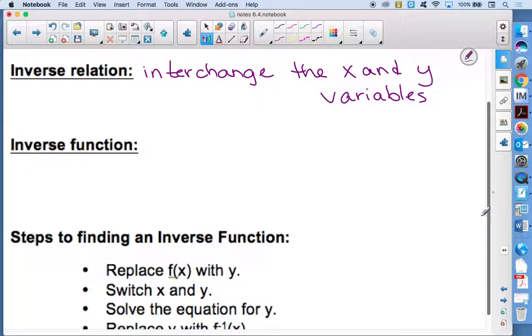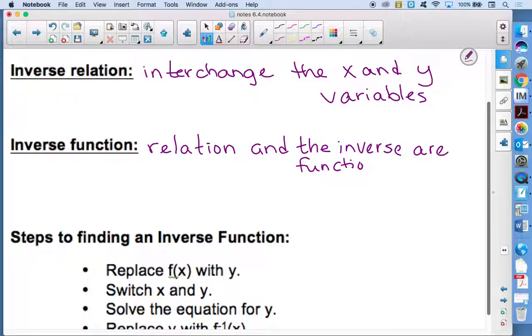An inverse function is when the relation, and a relation is just like a set of numbers, or any equation is a relation, and the inverse are functions.